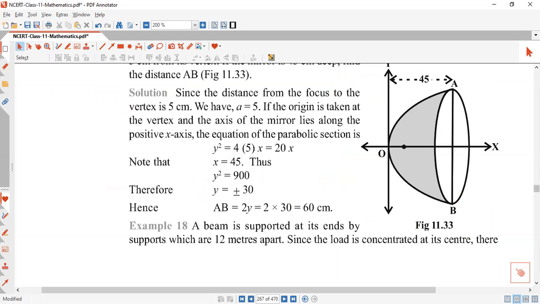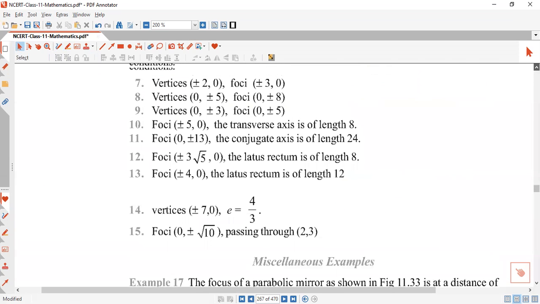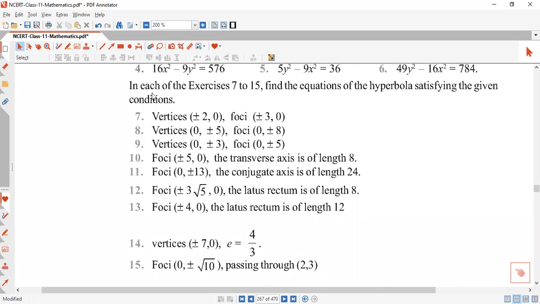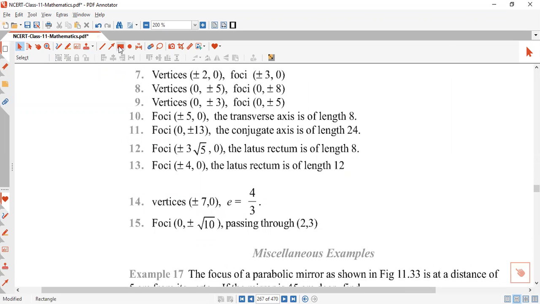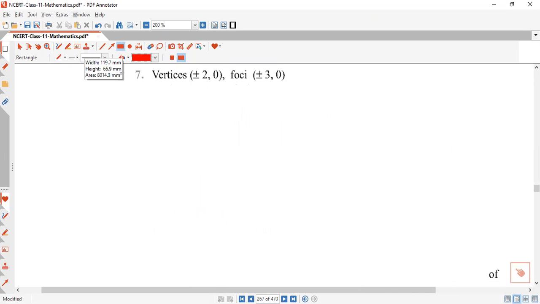Now we want to discuss question number 7. For this question number 7, it says in each of the exercises 7 to 15, find the equations of the hyperbola satisfying the given condition. In this question number 7, I have to find out the equation of the hyperbola that will satisfy this condition. Two vertices are given and foci is given. Foci lie on the x-axis.